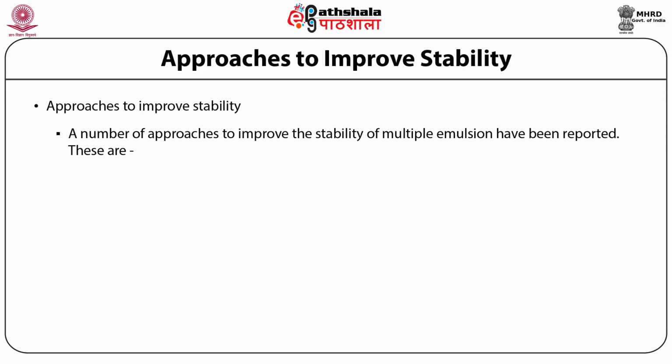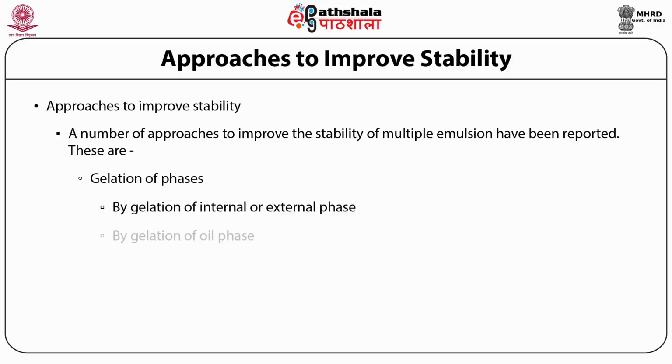Approaches to improve the stability of multiple emulsion systems. The first approach is gelation of phases, by gelation of the internal or external phase or by gelation of the oil phase. Gelation of either the internal or external phase or the oily phase has been employed in various studies to stabilize the system. Stable water in water emulsions have been formed by polymeric gel in the internal or external aqueous phase. Example: polyacrylamide gel in an oil in water system, or a water in oil in polyacrylamide gel system.